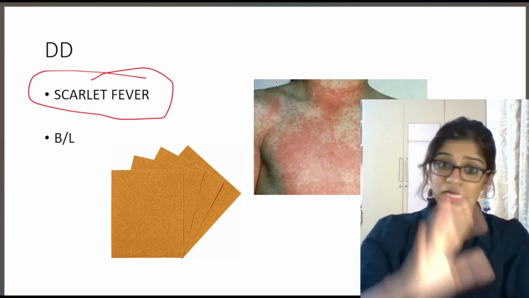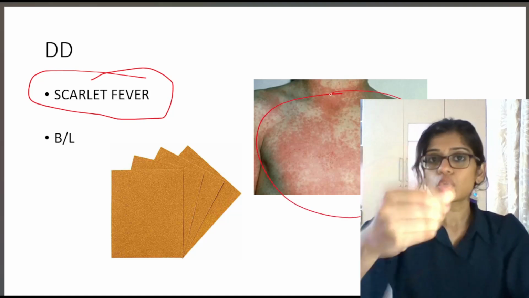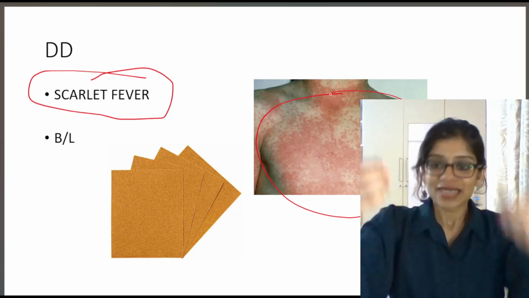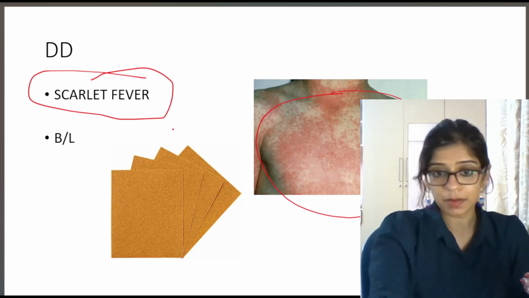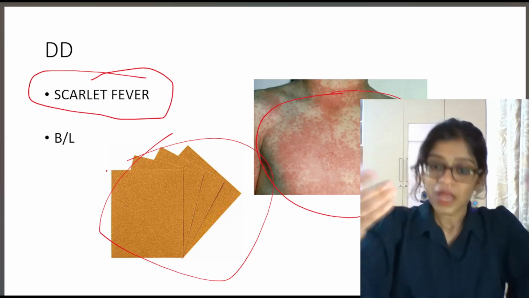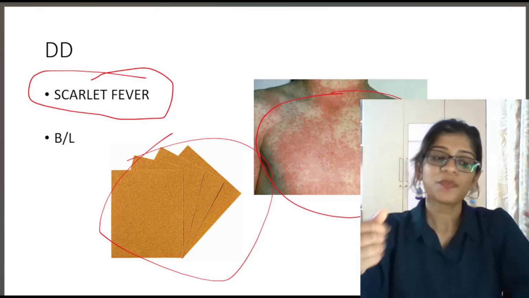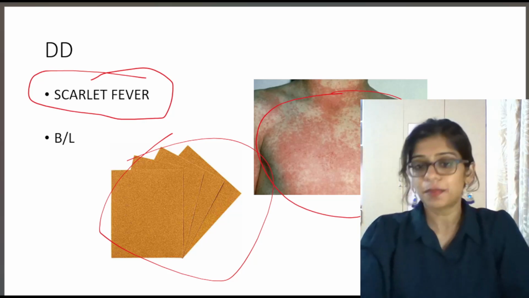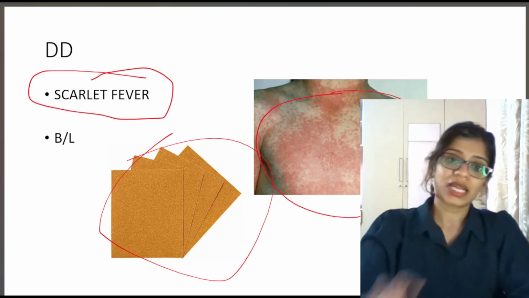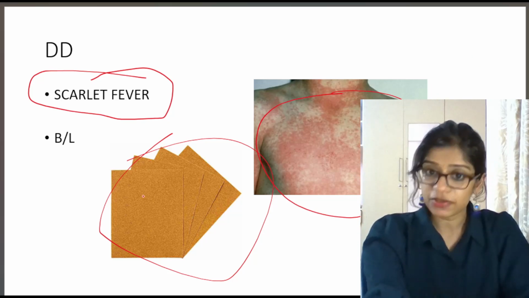The rashes in scarlet fever look and feel like sandpaper. See, this is sandpaper. When you touch it, it has a granular feel. So there is a sandpaper appearance of the rashes in scarlet fever, and when you touch it, it gives a sandpaper, granular feeling.